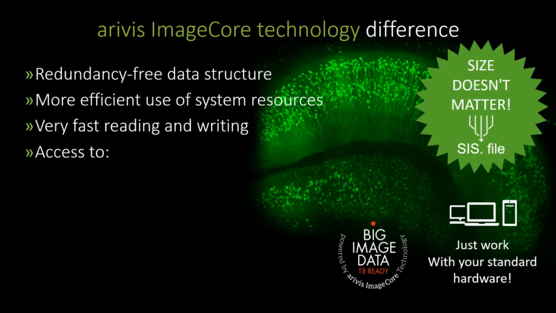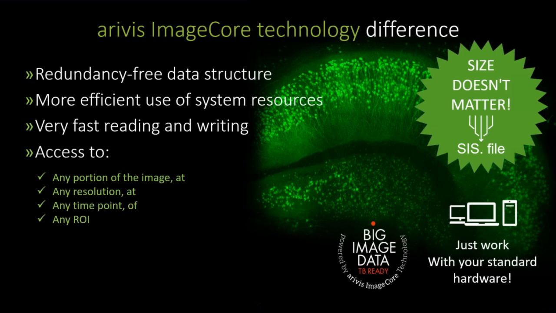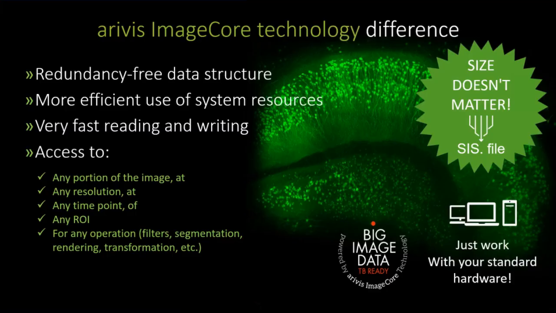So your computer can remain stable, and then we can give information to RAM when we need to and when we want to. And the Arevis file format, which is called SIS, gives you access to any portion of the image at any resolution, at any point of time, any region of interest inside the image for any kind of operation. So we can take any little 3-dimensional, 2-dimensional, or 3D over time portion of the image and give it to various operators and very rapidly build analysis pipelines and workflows.